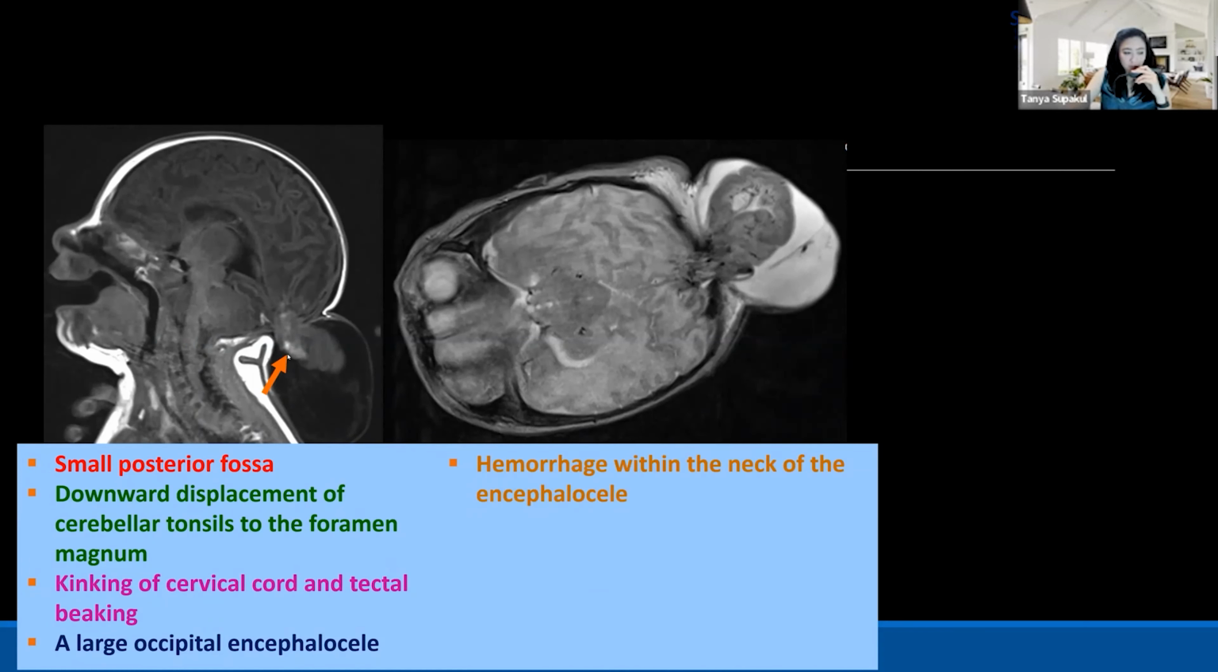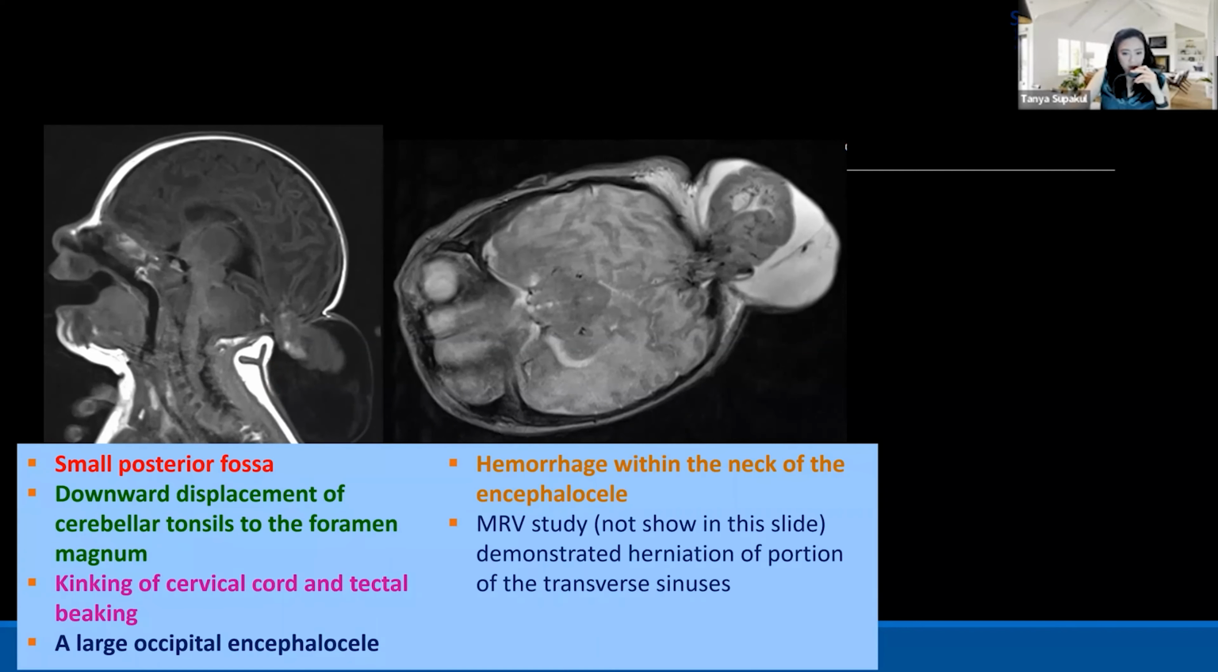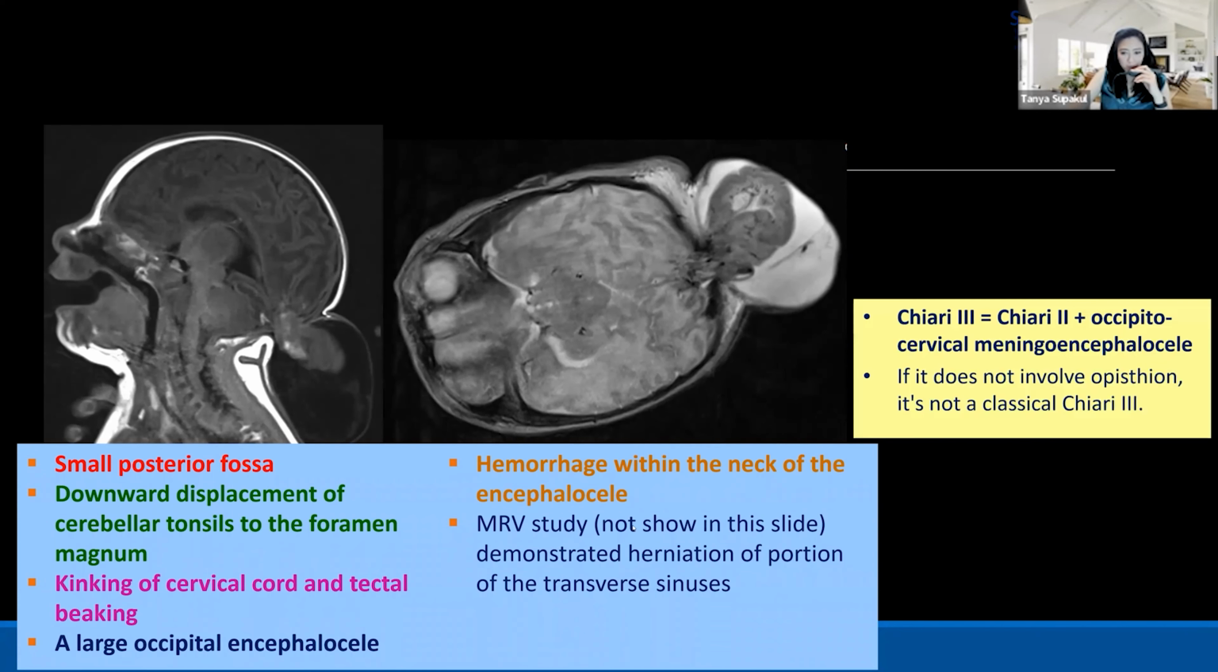And when you see this finding, normally you need to verify if there is herniation of the dural venous sinus or not. But in this study, I did not show you. So there is some herniation of the transverse sinus within the encephalocele, within the CSF sac. So this is a Chiari 3 malformation.